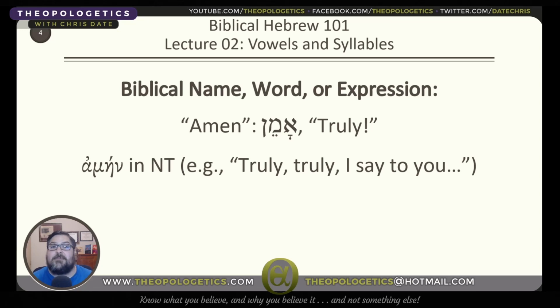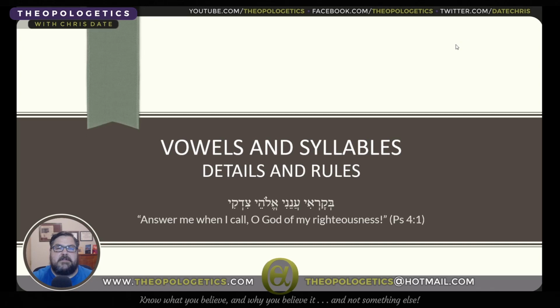And when we end our prayers, we very often say "amen." So now, if you didn't already, you know what it is that you're saying when you say "amen," and you know what the underlying Greek word is and the underlying Hebrew word behind the translation "amen," or the transliteration "amen," when it appears in the New Testament. So hopefully that helps, and with that warm-up out of the way, let's go ahead and dive into the details and rules of vowels and syllables in Biblical Hebrew.